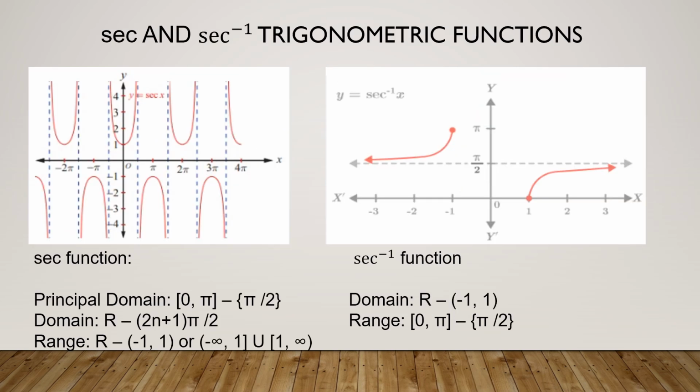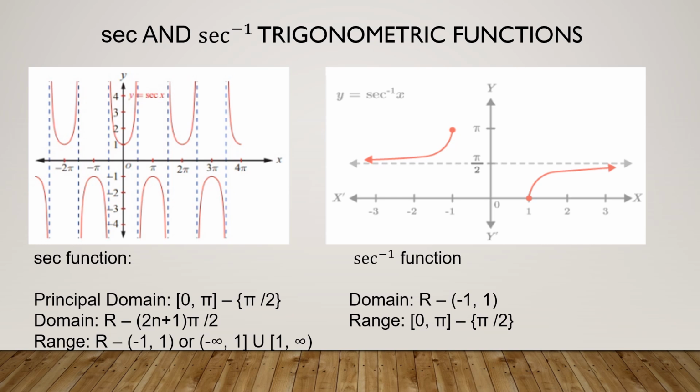Now sec and sec inverse functions. Sec is 1 upon cos. So now first of all, for the sec function, the principal domain will be 0 to pi minus pi by 2. Why? Because you know that 1 upon 0 is not defined. Cos pi by 2 is 0, so it cannot take the value pi by 2. So the principal domain for the sec function is 0 to pi minus pi by 2. The whole domain will be R minus, it cannot take values like pi by 2, 3 pi by 2, where cos is 0. Correct? So the domain for sec function is R minus (2n plus 1) pi by 2.